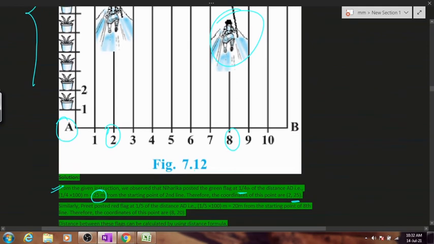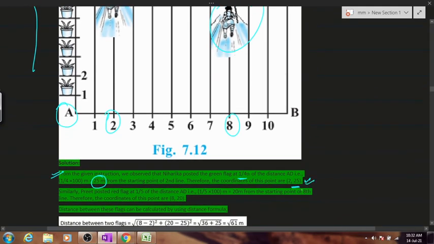Clear? So the first girl's actual coordinates will be (2, 25). Yes or no? Similarly for Preeti, it's 1/5 of the distance, therefore it will be 20. So (8, 20). Do you all agree? 8 is the X coordinate and 20 is the Y coordinate. Yes or no? Confirm, everyone.